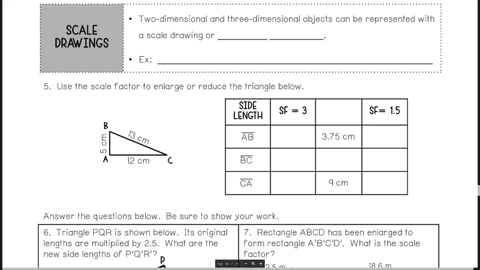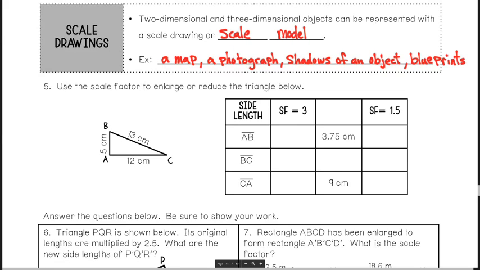Last definition, we have scale drawings. A scale drawing is a 2- or 3-dimensional object that can be represented in a scale drawing or a scale model. Some examples of scale drawings or scale models would be a map, a photograph, shadows of an object, blueprints, or if we were to go on to some modern technology, we'd have 3D modeling, where you'd have stuff for a 3D printer, or even CNC machines that would work off of scale drawings to where you're designing it on a computer and trying to make it be as close to lifelike as possible.